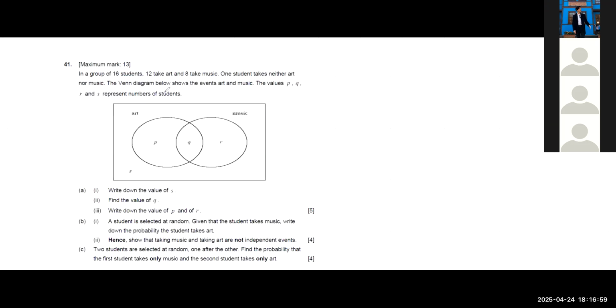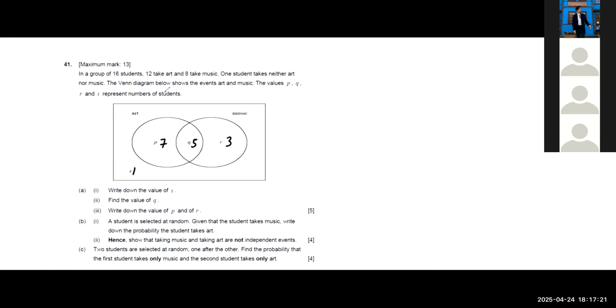I'm looking for S. S was 1, B was 7, R is 3, and 5 is Q. Okay, good. So now, if a student is selected at random, given that the student takes music, what's the probability that the student also takes art?